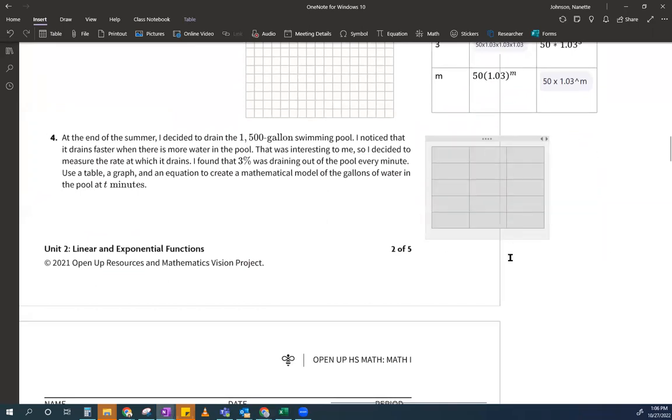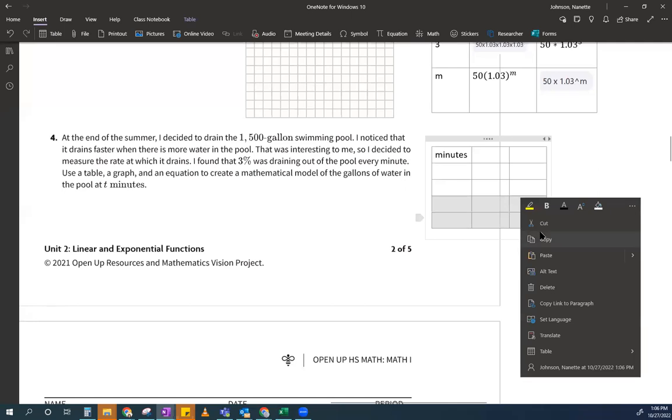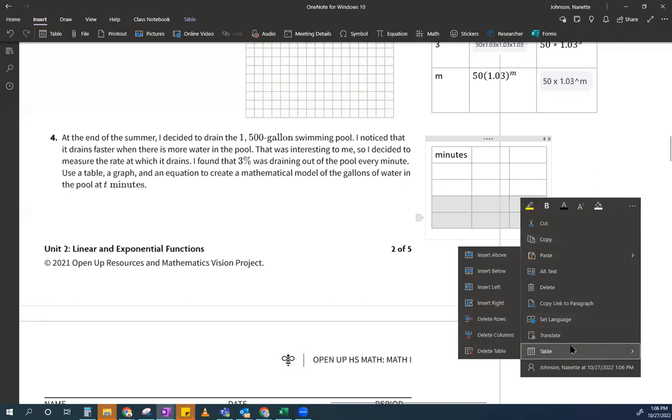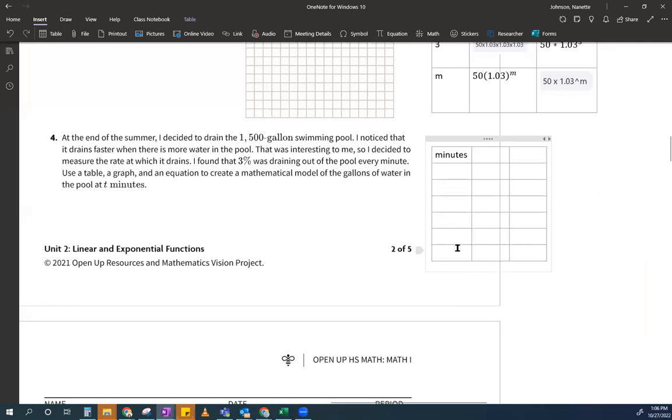I can see it. Okay, so here, what am I going to label? What am I going to label right here? Yes, minutes. They said to do T minutes. So I'm going to do minutes. And down here, I should probably add a couple rows. Table insets below. Very good. Okay, so here is T minutes. Eventually, I'm going to get to T minutes. Very good. What is this part? What is this? What am I measuring?